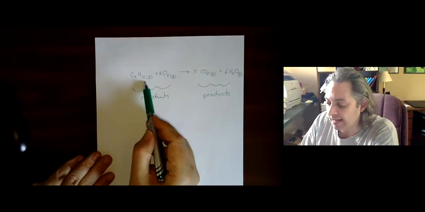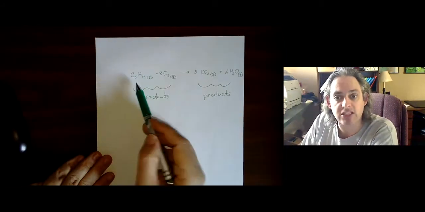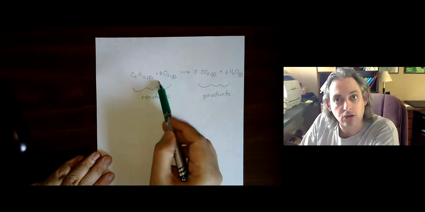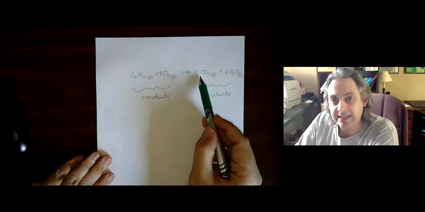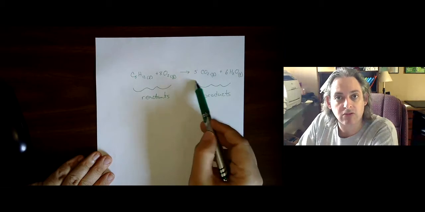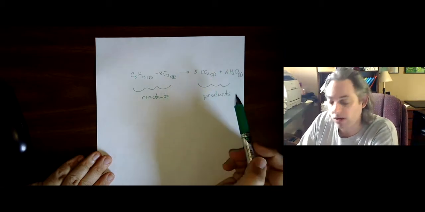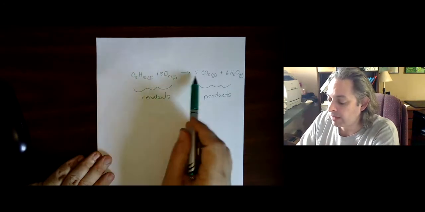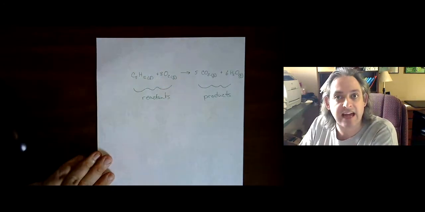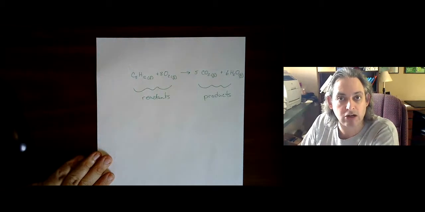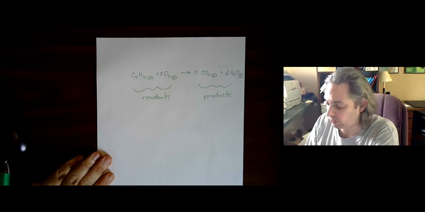So in this case, we have 1 molecule of C5H12 and 8 molecules of O2 combining together to make 5 molecules of CO2 and 6 molecules of water, or H2O. So we will have these coefficients that tell us how many of each of the compounds we are reacting together, or how much of the products we are forming.